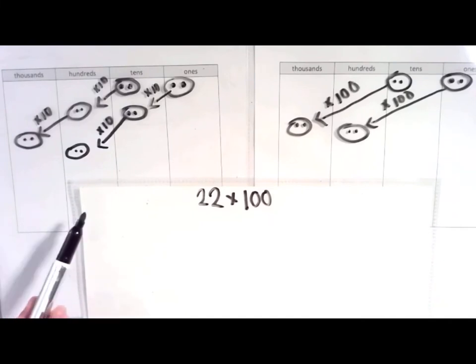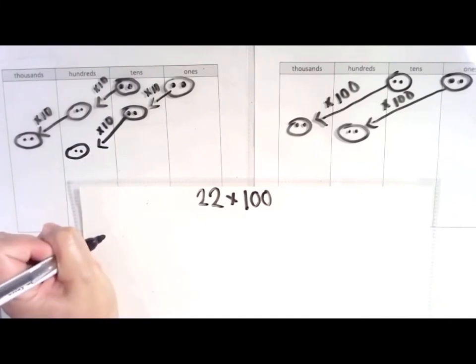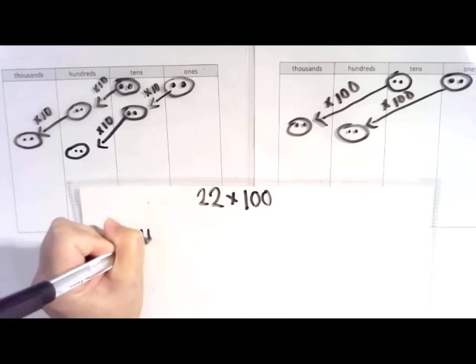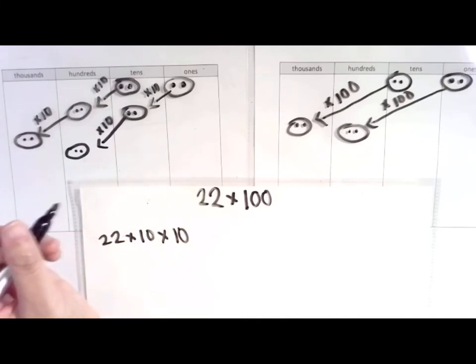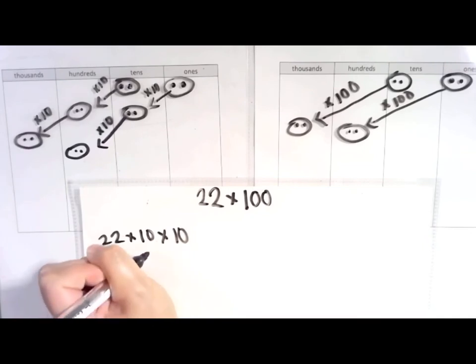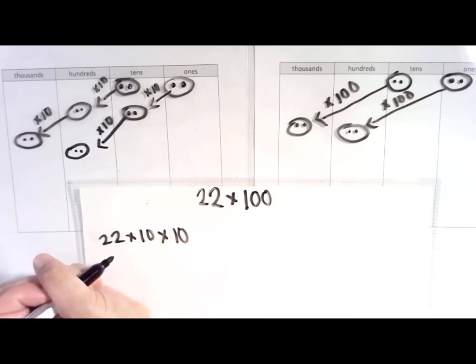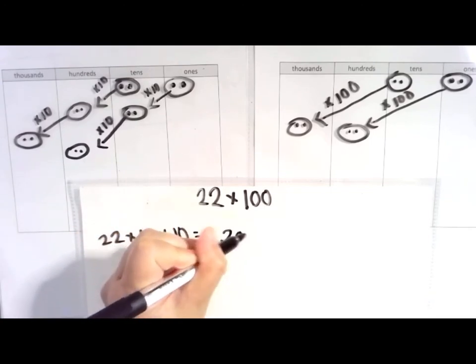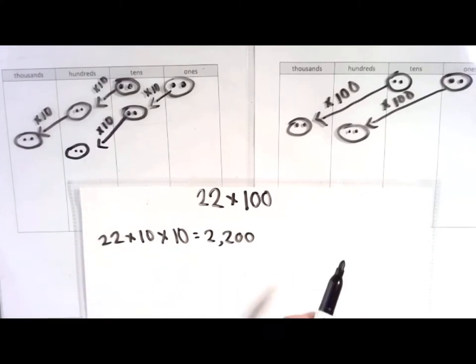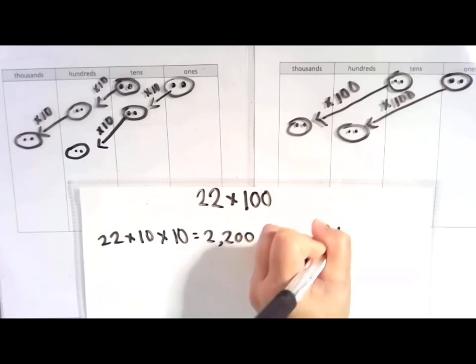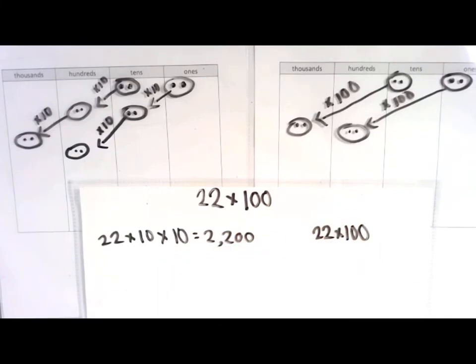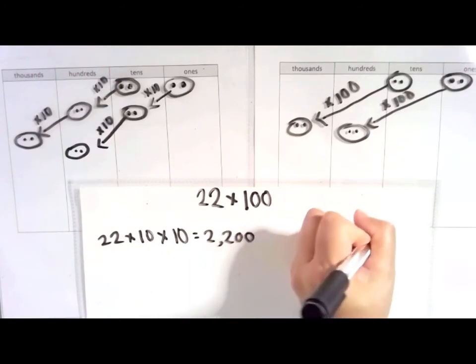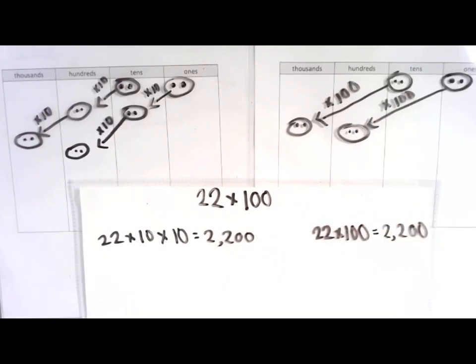For this first board, we have 22 times 10 times 10. What is 22 times 10 times 10? That equals 2,200. For the second board, we have 22 times 100. What is 22 times 100? That also equals 2,200.